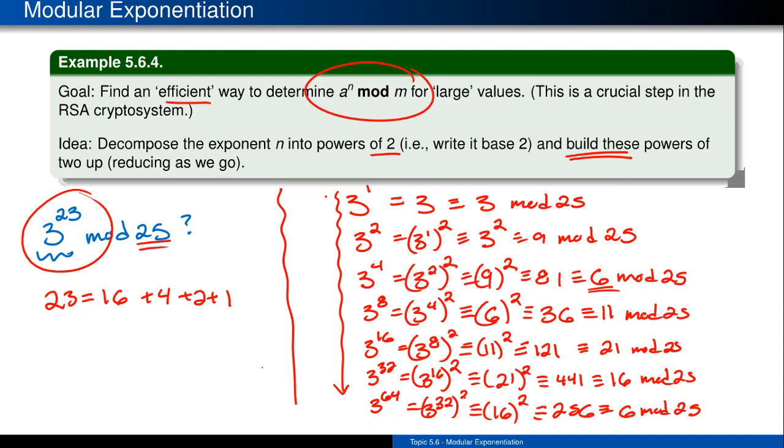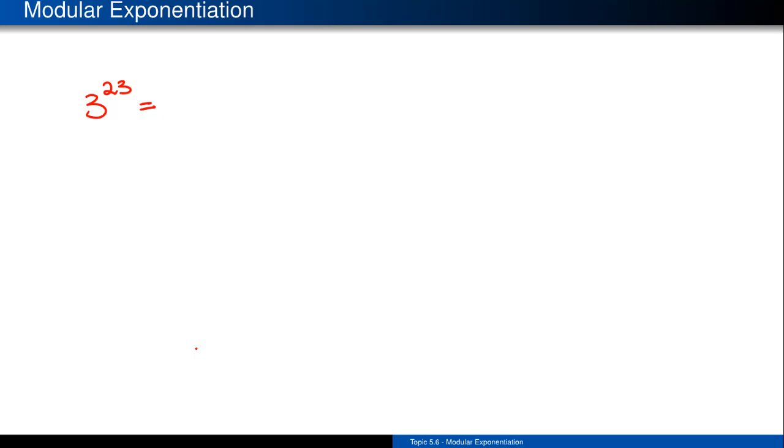So here's the idea: I'm going to take this number 23, break it up into its base 2 representation, and then use all of these little building blocks as I go. If I sweep this forward a little bit, I'm going to see 3 raised to the 23rd power viewed as 3 to the 16 plus 4 plus 2 plus 1. Here's the idea: 23 is going to be a 16 plus a 4 plus a 2 plus a 1, which is to say a 2 raised to the 4th.